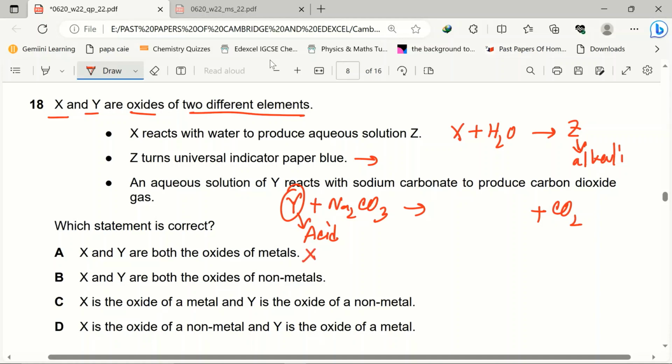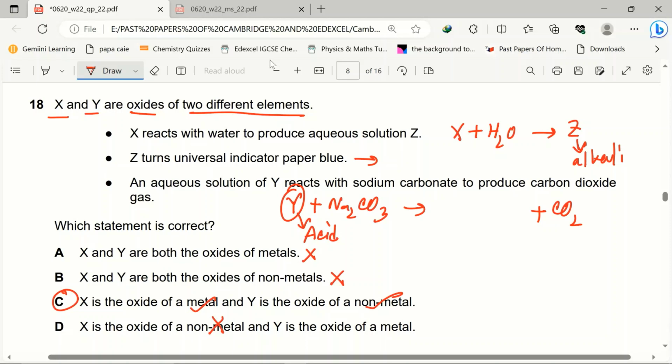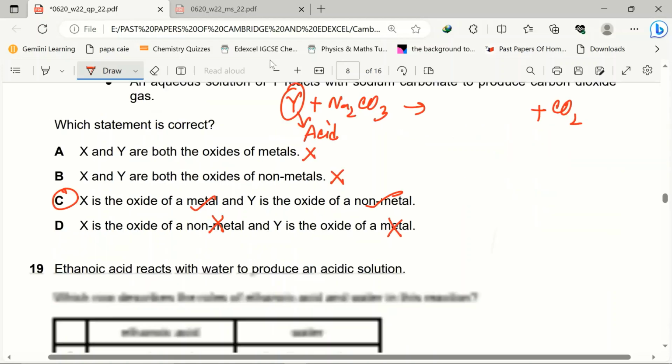X and Y are both oxides of non-metals. This is not correct either, because acids are non-metal oxides and alkalis are metal oxides. X is the oxide of a metal. That's true. Y is the oxide of a non-metal. This is also true. C is the only correct answer. X is the oxide of a non-metal. This is not true because alkali cannot form from non-metal oxides. And Y is the oxide of a metal. This is just the opposite of the correct answer. Number 18, C is the only correct answer.